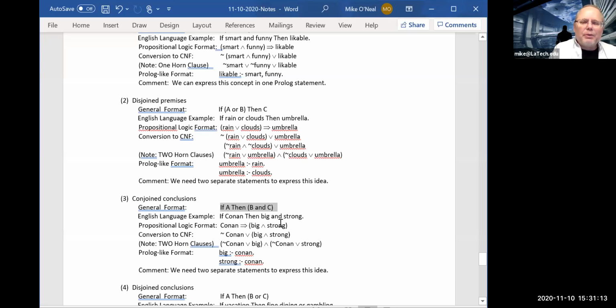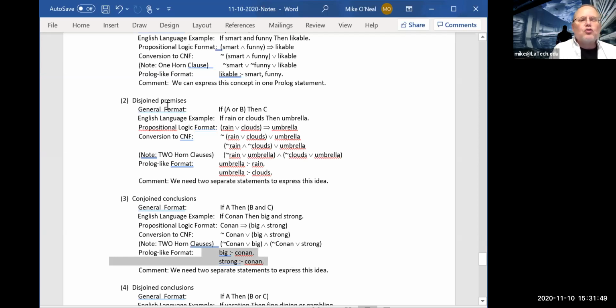Conan implies big and strong. Not Conan or big and strong. Well, we've got the same kind of thing that we had before. We've got an or that we need to distribute over an and. So that becomes not Conan or big, and not Conan or strong. So you've got two rules. I can conclude big if Conan, and I can conclude strong if Conan. So you can do conjoined conclusions. It just takes two rules.